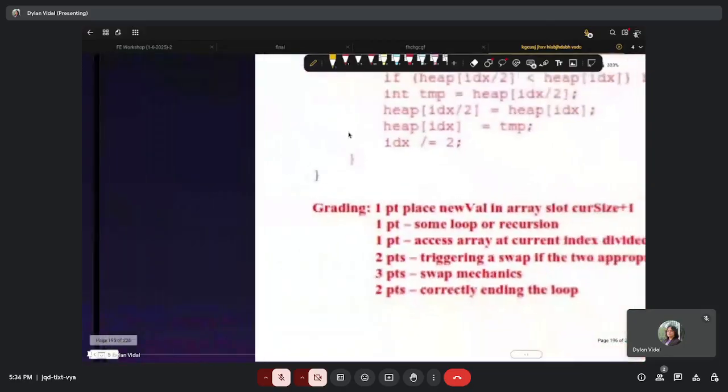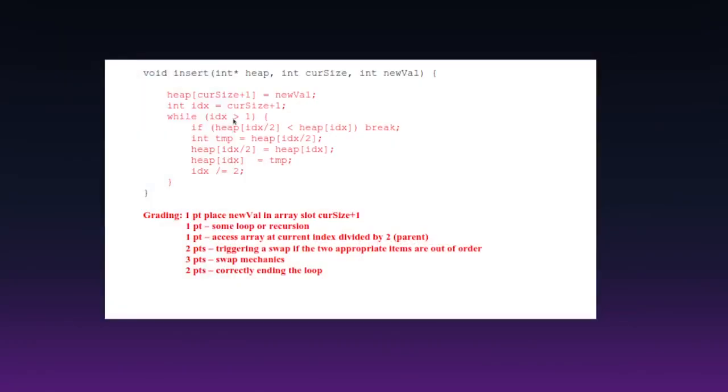Let me move over. So they break the loop if its parent is less than the value where we are currently inserting, because then we wouldn't want to swap. Otherwise, we do the swap, and then we divide index by 2, and we keep going through this loop. All right, any questions there?